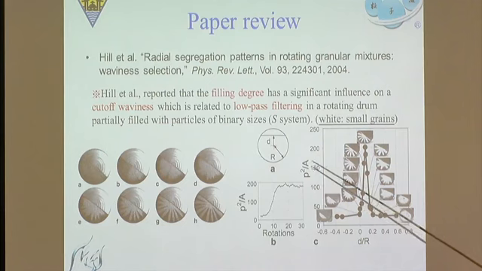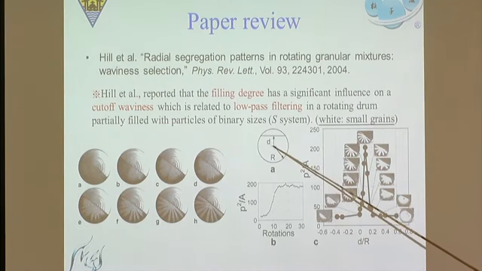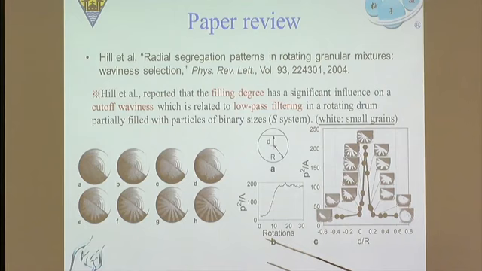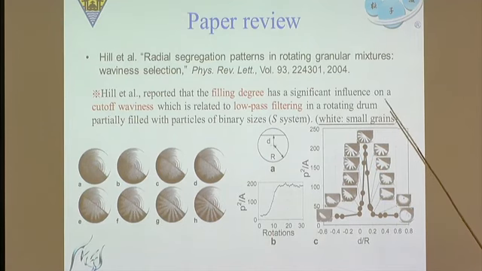So the d over r: r is the radius of the drum, d is the distance here. So d divided by r can represent the fill degree. If d is negative, it means the fill degree is less than a half. So the highest number of streaks happens at this point, which is roughly larger than 50% fill degree.